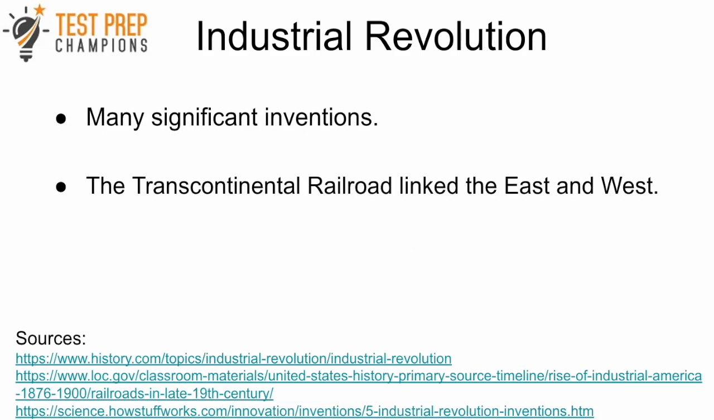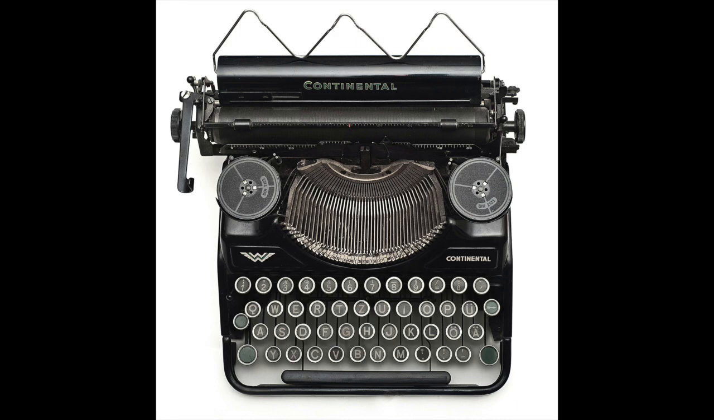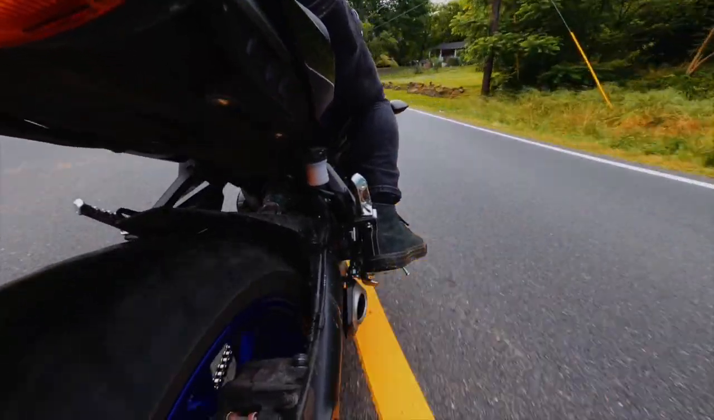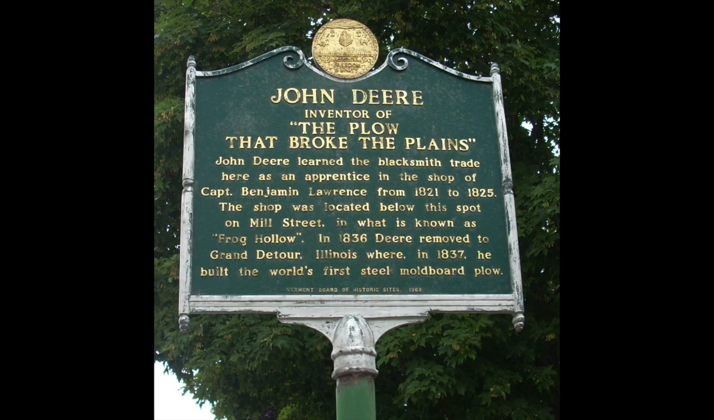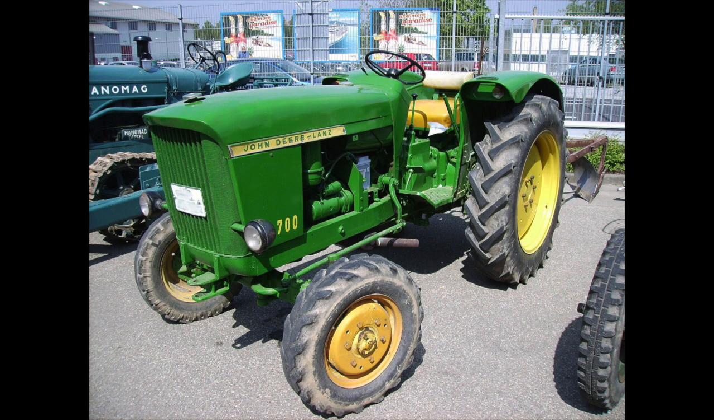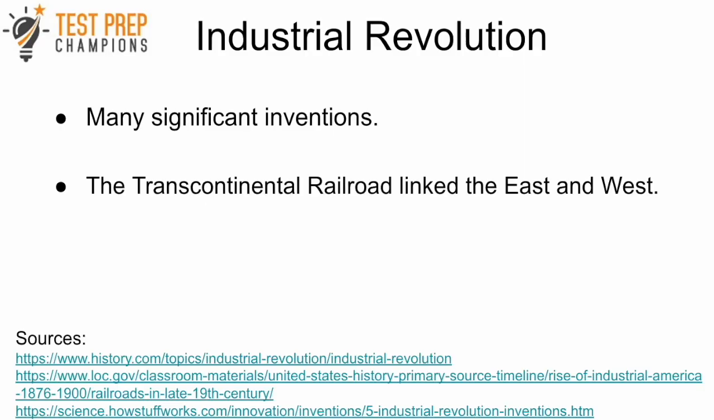There were many significant inventions during this time. Some key inventions include the typewriter, the motorcycle, the steam engine, the sewing machine, and the steel plow invented by John Deere. And if you're wondering, yes, the company that makes tractors is named after this John Deere. Now, there are many different innovations that we could add to our list here, but one noteworthy development I want to mention is the Transcontinental Railroad.